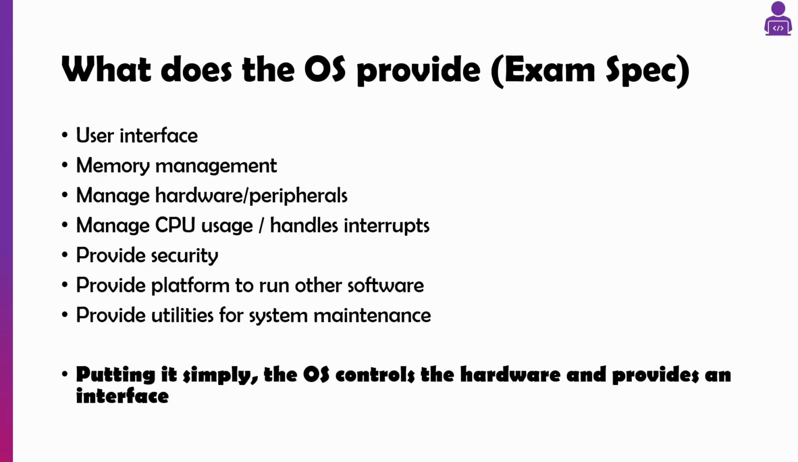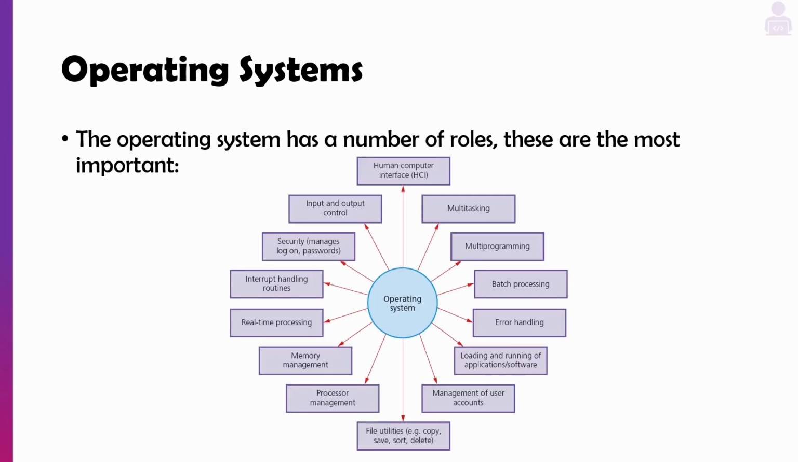So from the exam spec, what does it actually provide? It provides a user interface, it does memory management, it handles interrupts, or manages CPU usage. Handling interrupts is a better answer than CPU usage, to be fair. It provides security or system security. It provides a platform to run other software and provides utilities for system maintenance. But it controls your hardware and provides an interface. That's your takeaway. But if it asks you to name some features, they're listed there.